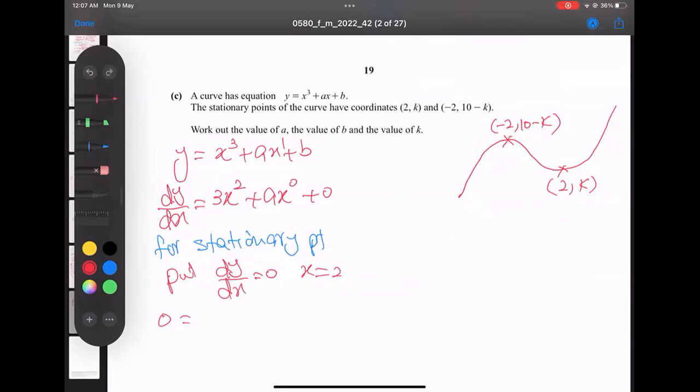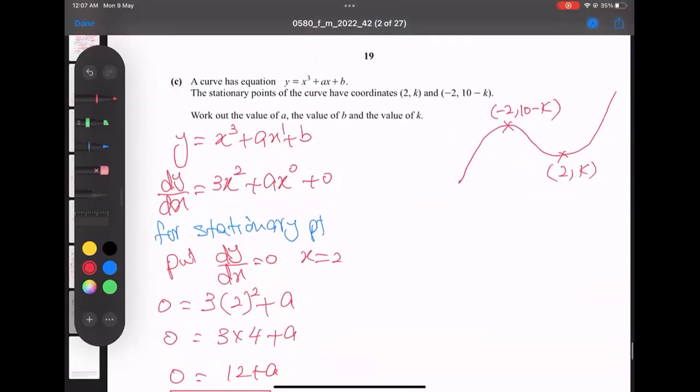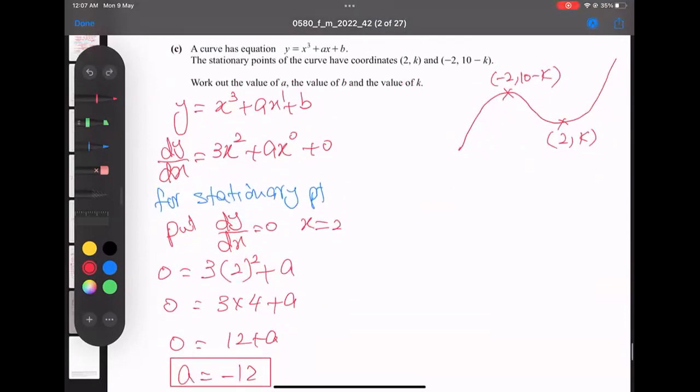This is 3x to power 2, so 3x to power 2 plus a, and x = 2 will come here. That's it. So 0 is equal to 3 times 2 squared, 4, plus a. 0 is equal to 12 plus a, and a becomes negative 12. Alhamdulillahi Rabbil Alameen. I got a value because my unknowns are a, b, and k. So a is done.